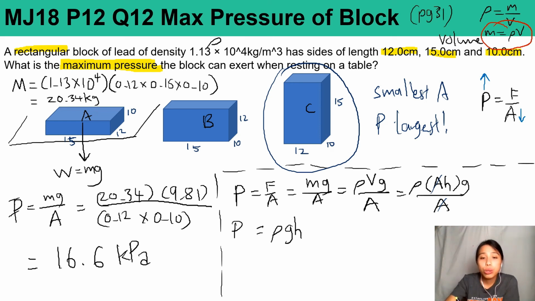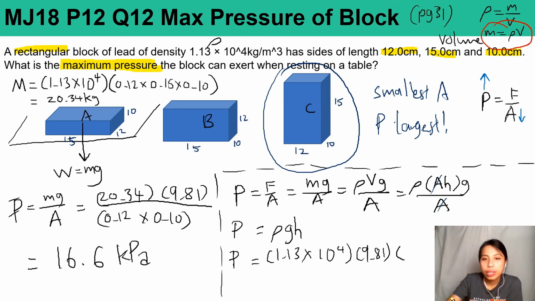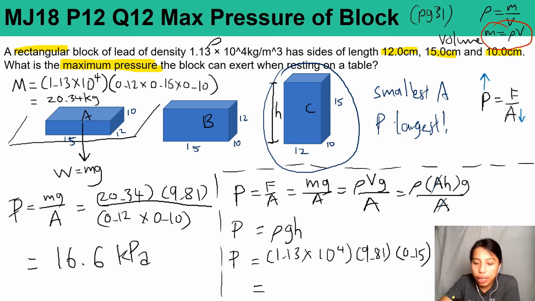So if you want to shortcut to find the pressure, you just take the density of the block, 1.13 times 10 to the 4, times 9.81, times the height. What's the height? Height is this one, because cross-section area is the bottom, so height is just 0.15. By using this shortcut, you can also find the answer, 16.6 kilopascal.